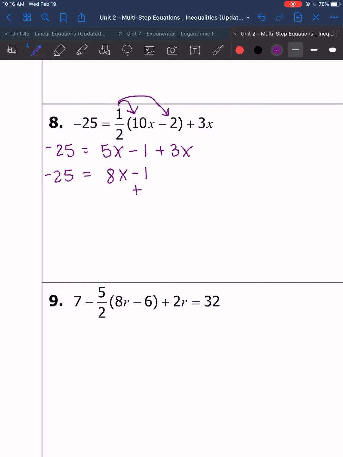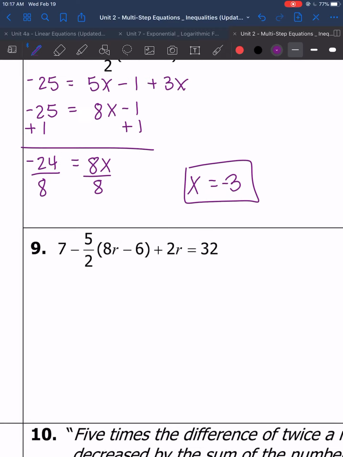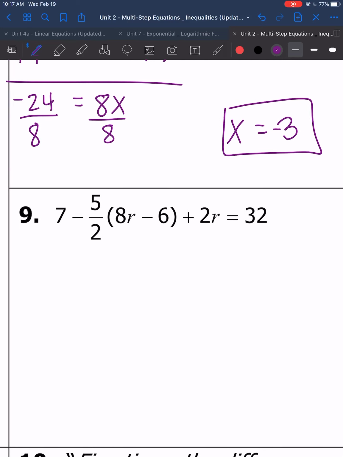So now I'm going to add 1 to both sides. So I have 8x equals negative 24. And I'm going to divide by 8. So x equals negative 3. And then one more. This one's a little bit more complicated.